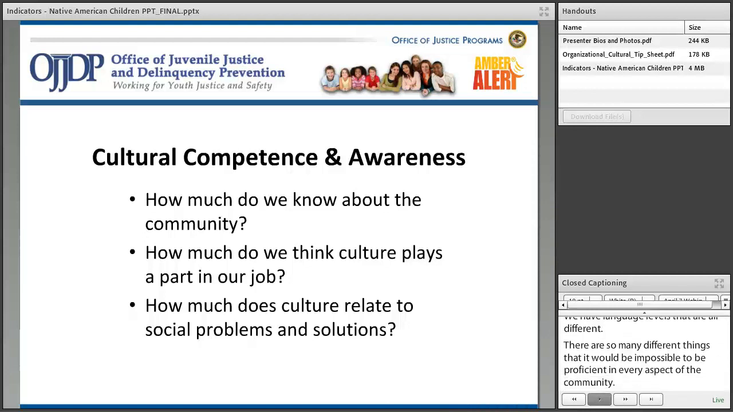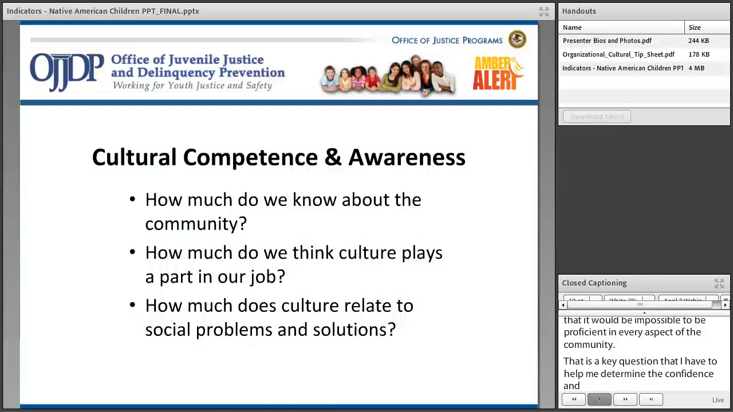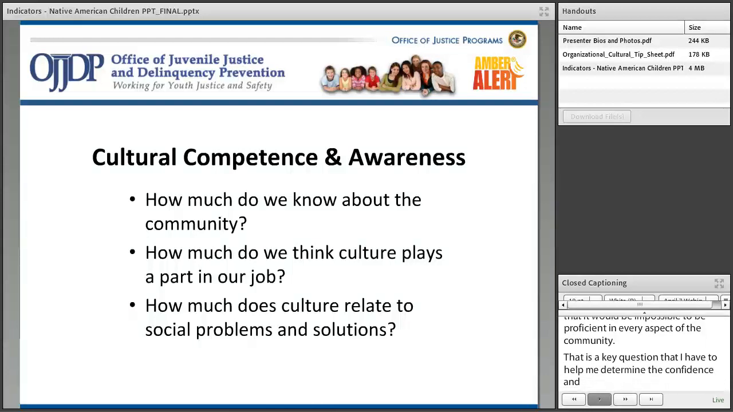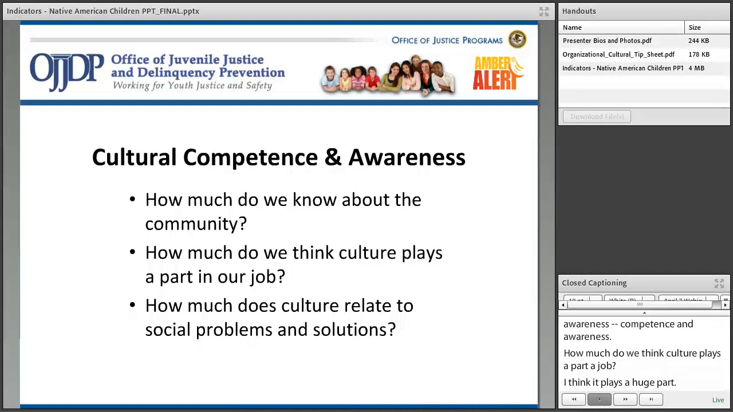How much do we think culture plays a part in our jobs? And I think it plays a huge part, not because we incorporate every cultural aspect of the community into the work that we do, but culture influences how we develop policy, it develops how we communicate with clients or with each other or with tribal leadership. It just helps us determine treatment plans or outcomes for families, and how much does culture relate to social problems and solutions.